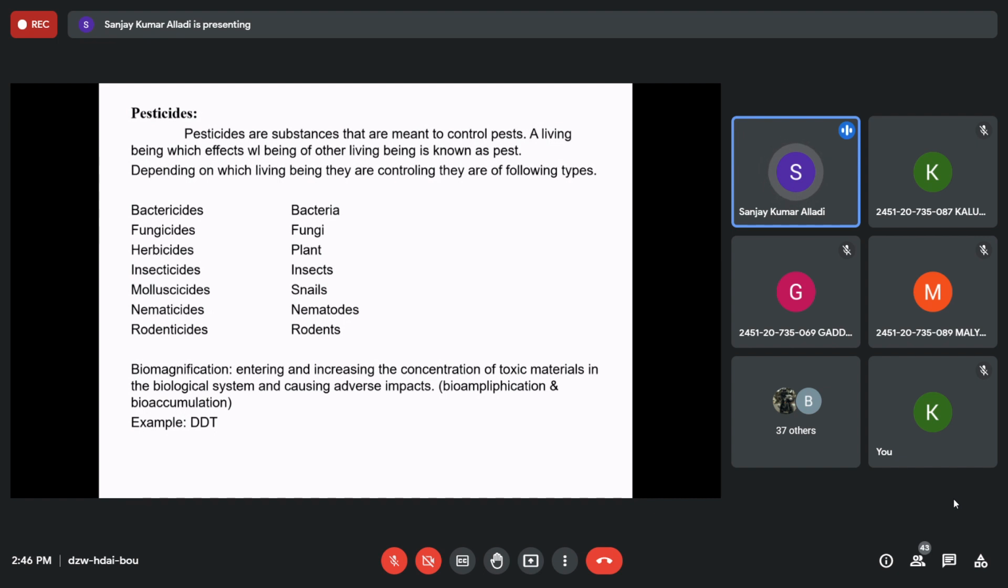Rodenticides control the growth of rodents. Rodents are burrowing animals like rats and mice, right? So depending on the type of pest they are acting on, these chemicals have different terminology. So this is what a pesticide is.